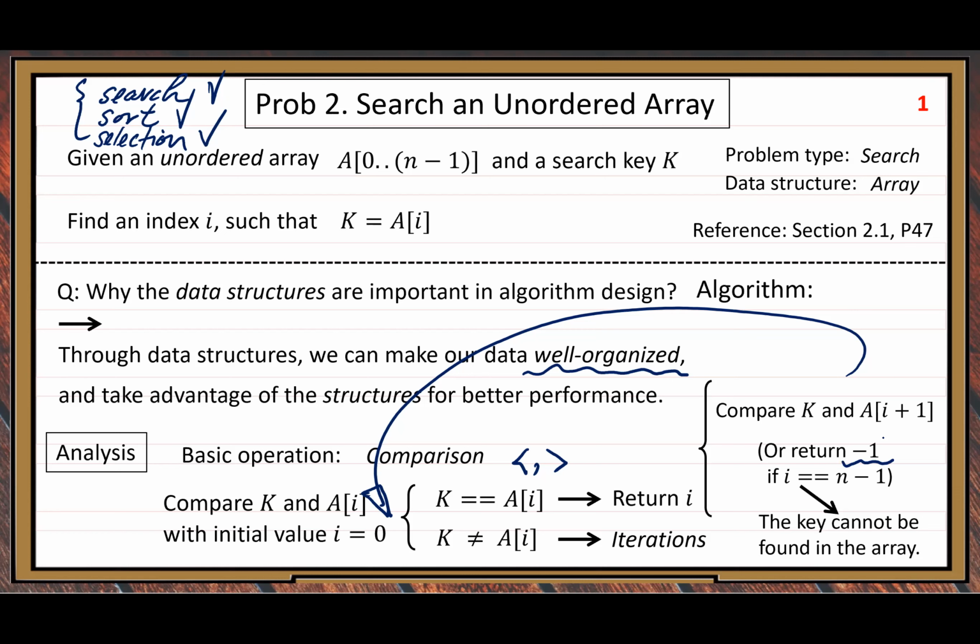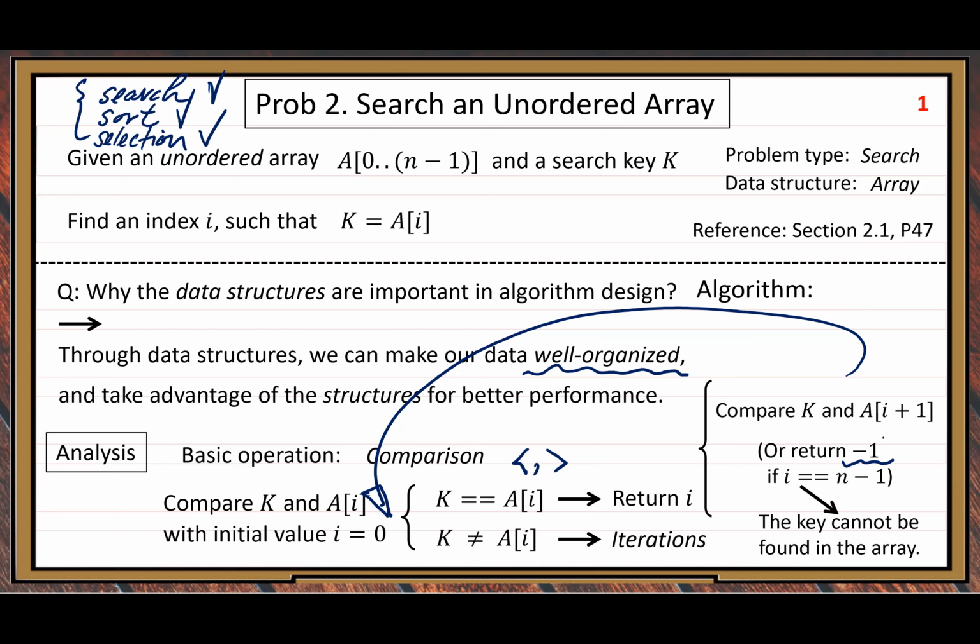We can still treat it as a solution. Although the key cannot be found, you get a solution, because the solution is the given key is not in the array. That's the solution. All right. So that's the solution description, the whole solution description.